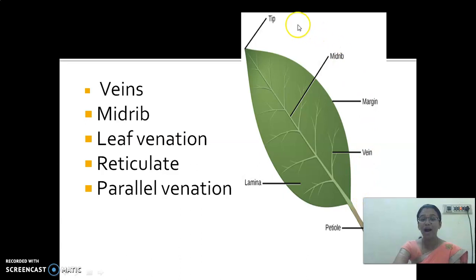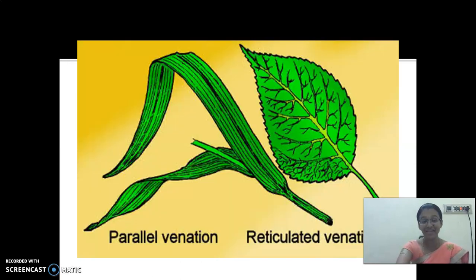And then this margin, it has a margin. This broad shape is called lamina. And then we have veins. The center of the leaf is called the midrib, and this is called the leaf tip. In addition to this, we had seen parallel venation and reticulate venation.